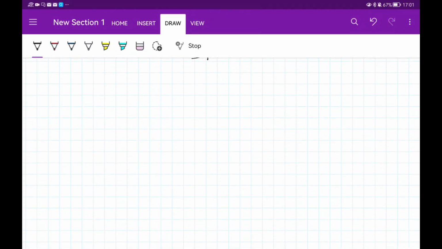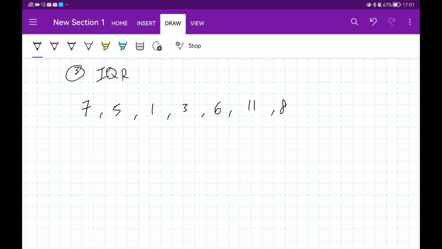Next, we go to IQR. Third thing, IQR. IQR is what we call the interquartile range. Let's say we have a group of numbers: 7, 5, 1, 3, 6, 11, and 8. So how do we find IQR? Firstly, we find the median. We cannot find it from the unsorted list. If we say the median is 3, then it's wrong. We need to rearrange the numbers first. Remember to rearrange the numbers.